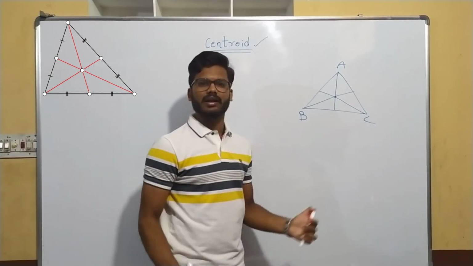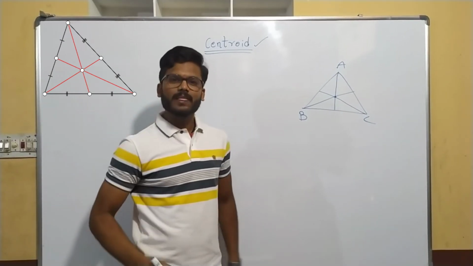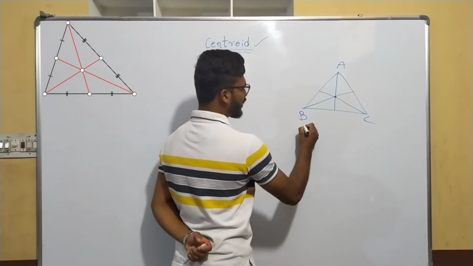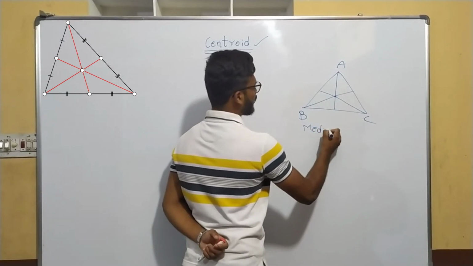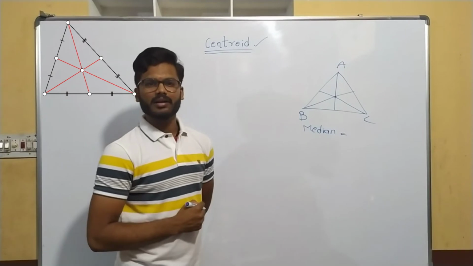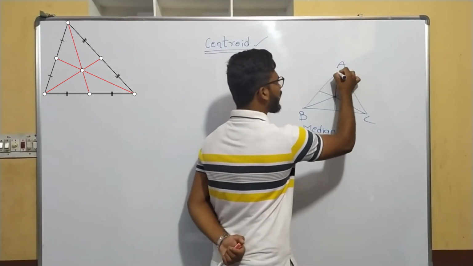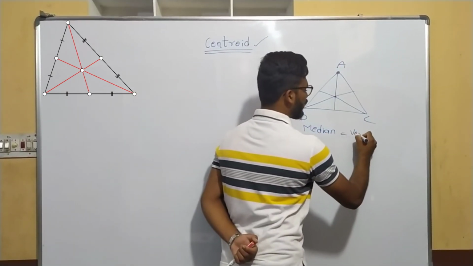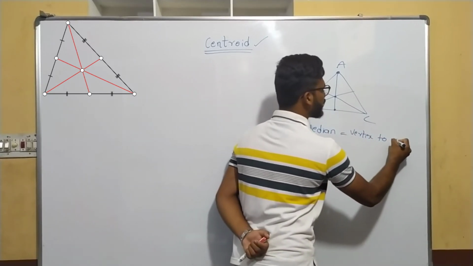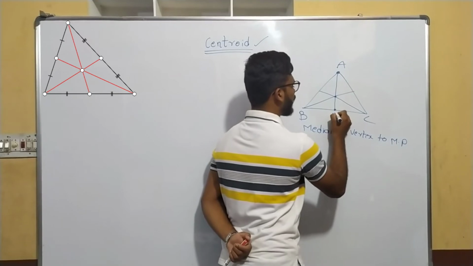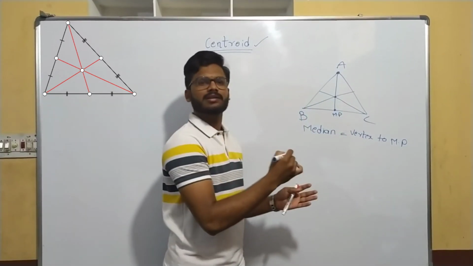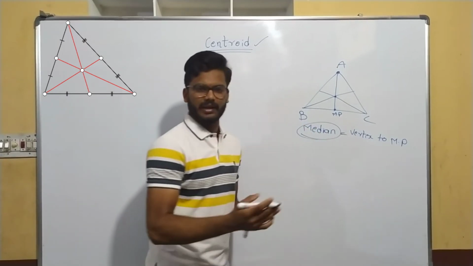That means in a triangle we will have 3 medians. So let us first see what a median is. A median is nothing but a line segment drawn from one vertex to the midpoint of the opposite side. What is it? The midpoint of the opposite side. Those line segments we call medians.